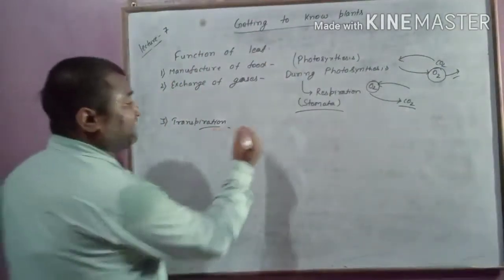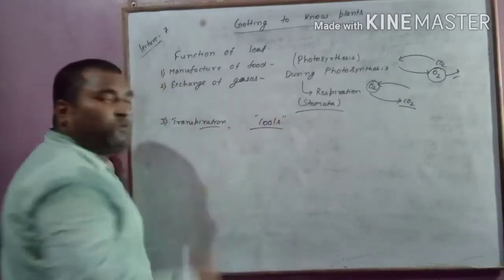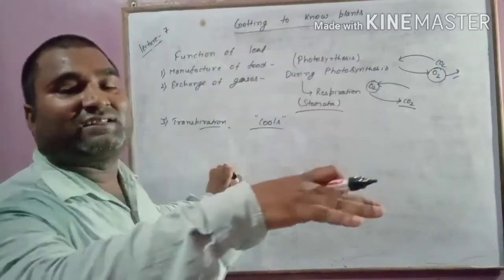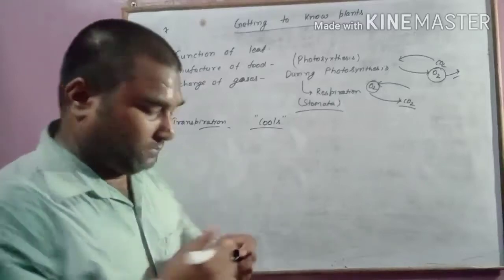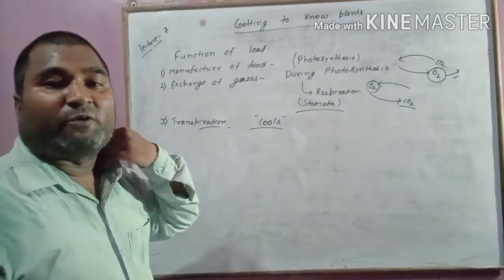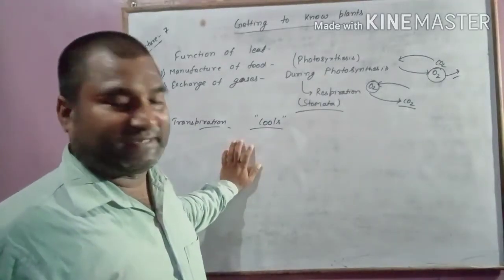This transpiration cools the leaf surface. That's why when you go under a plant, you feel a little bit comfortable during the summer season. So transpiration, loss of water vapor from the stomata, has a cooling effect.